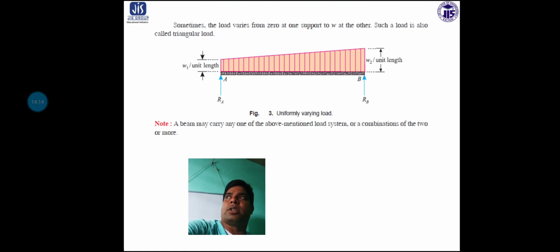Point load: in actual practice a point load is not possible, because when the load is applied on the beam, some surface will be in contact with this load. And the third one is the varying load. In a varying load, on one side the load can be 0 and on the other side it can be maximum. So it can either gradually increase or decrease, meaning the load can vary from point to point.